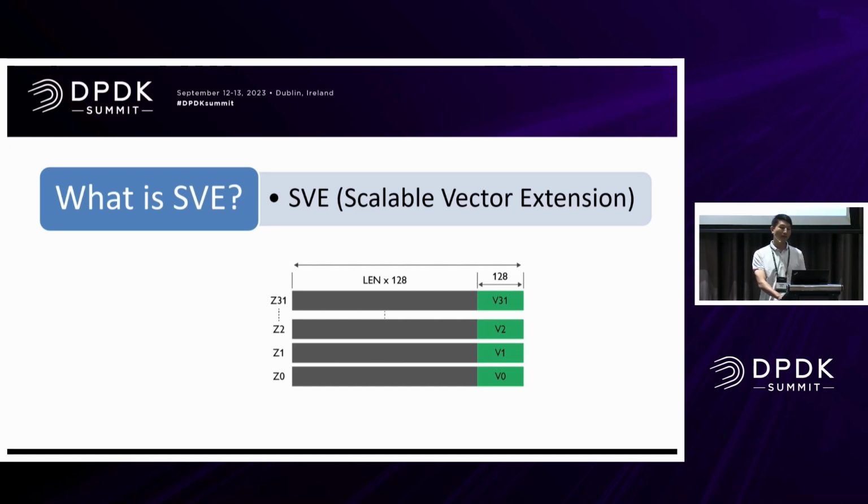So, the vector coding in DPDK. As you know, DPDK processes packets in bulk, so it takes in a bulk of packets and does the processing at the same time. So it accelerates the operation of data processing.